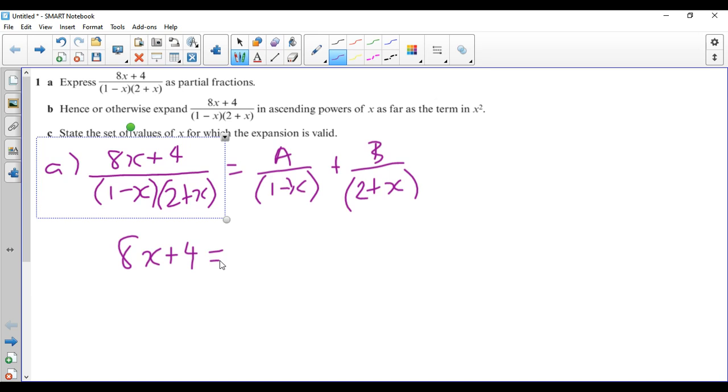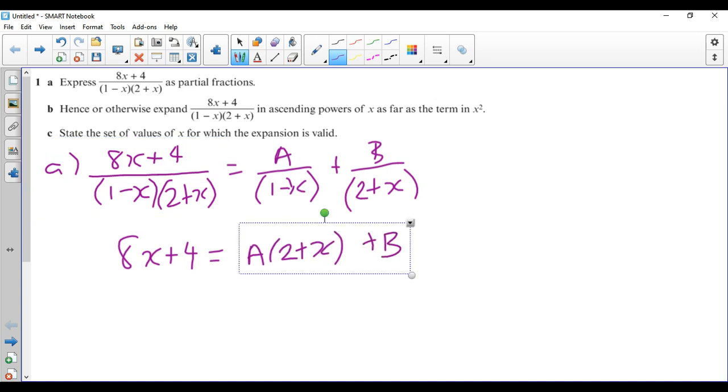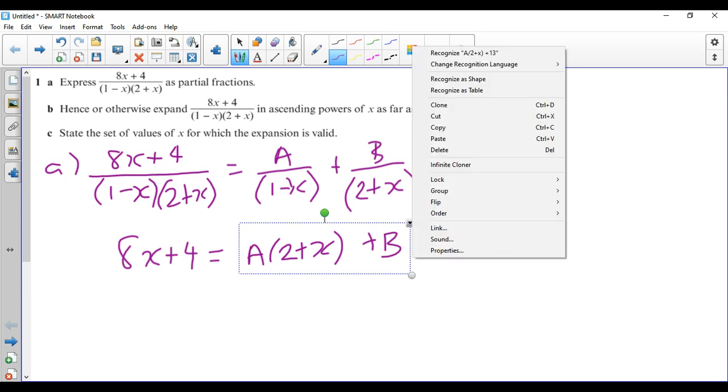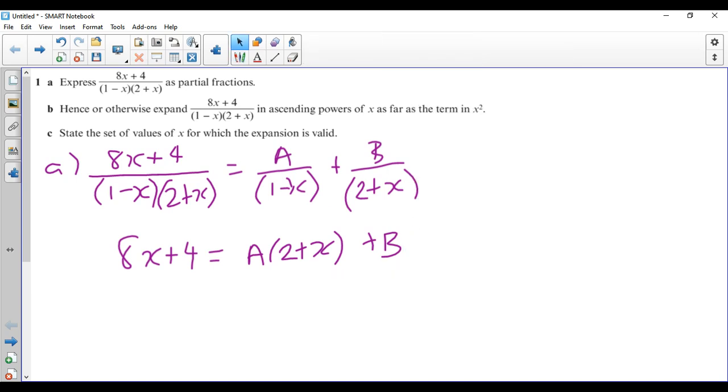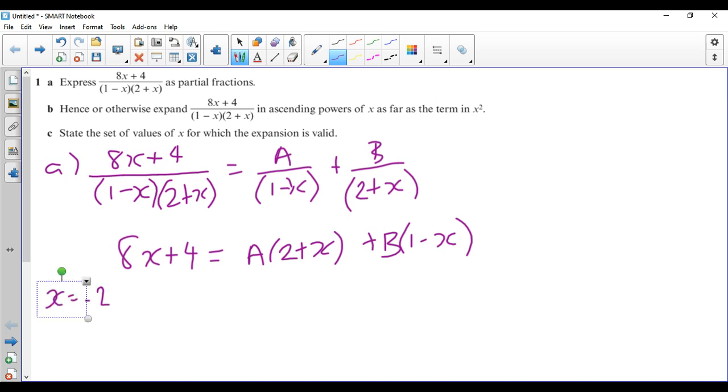Okay, so the 1 minus x will cancel with the a to leave the 2 plus x. And then b times 1 minus x, 2 plus x. The 2 plus x will cancel, and I will get left with simply 1 minus x. Okay, I'm going to go for the standard technique of chucking an x value in. I'm going to start with x equals minus 2 to eliminate the a term.